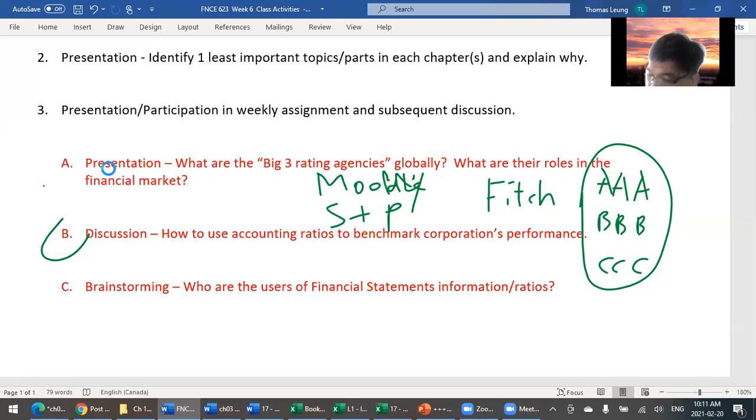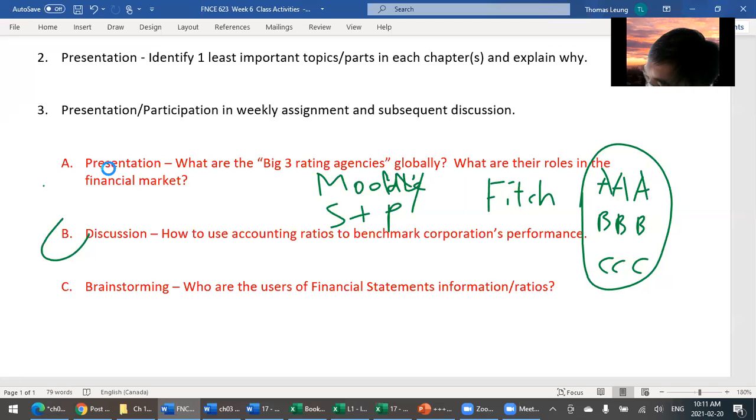And overall, we can say that the ratings provided by all these 3 big agencies also serve as the benchmark for financial market regulations. So then they sell the information, they sell the analysis, right? Yes, good. That's good.